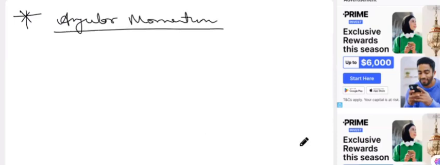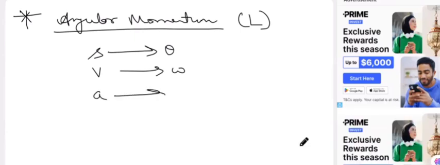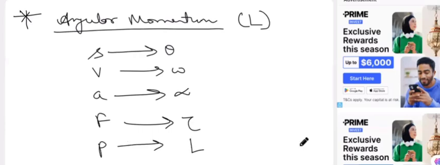Obviously, when we have linear momentum, we will be having angular momentum denoted as L. S is denoted as theta, V as omega, and acceleration is denoted as alpha, angular acceleration. Force is denoted as torque. Then linear momentum is denoted as angular momentum.